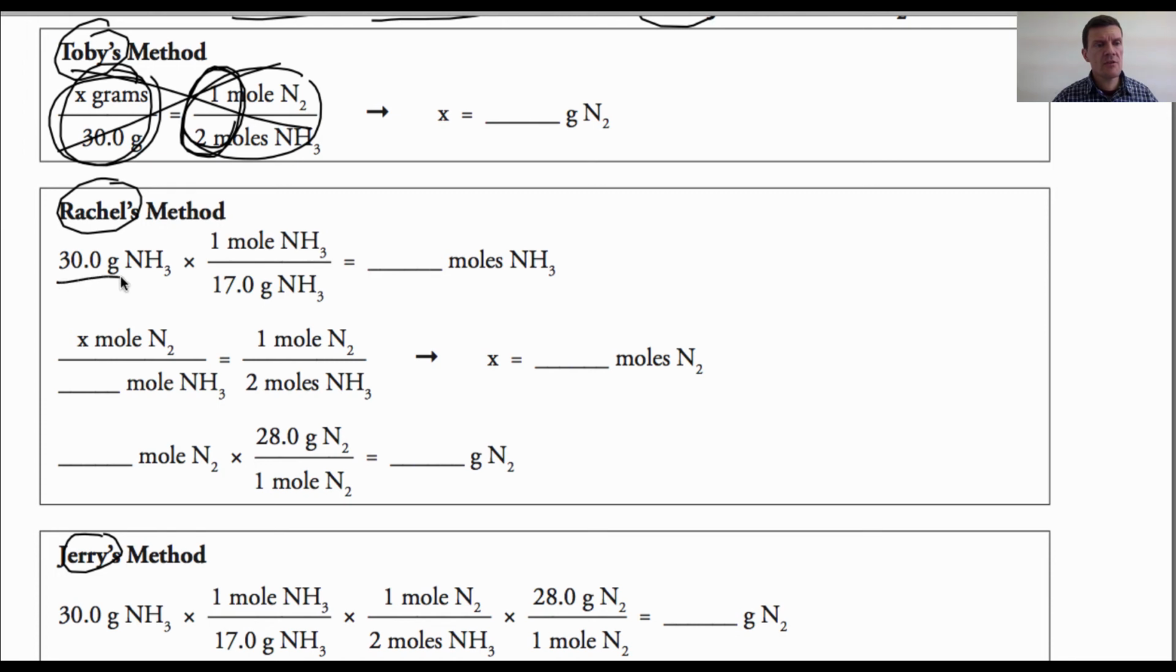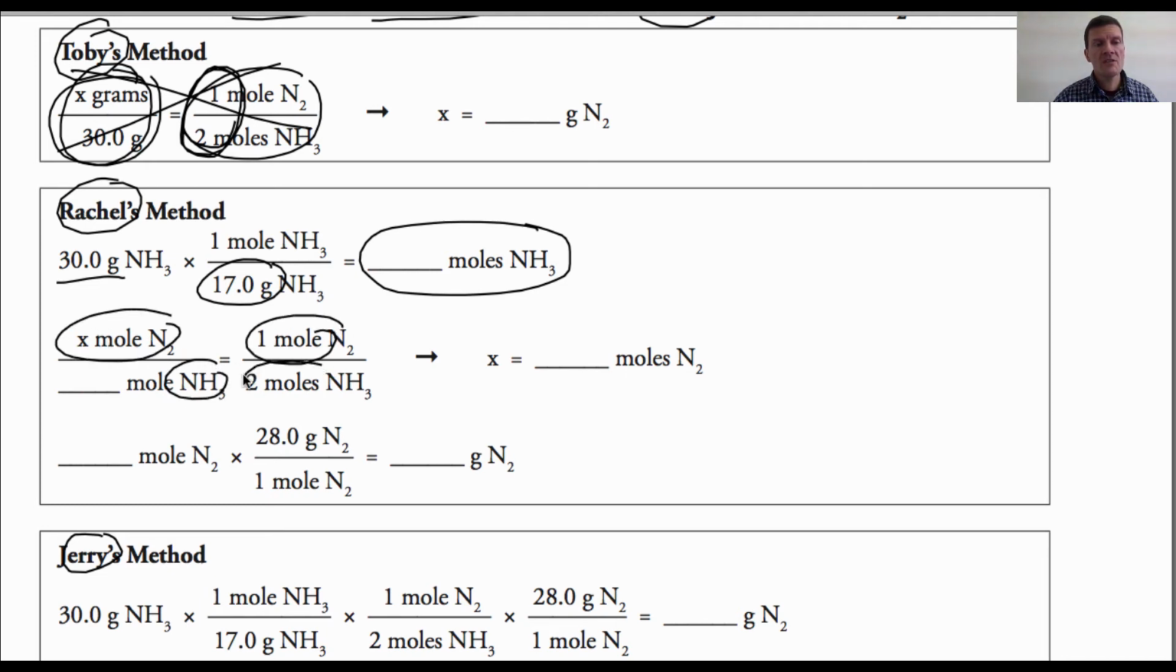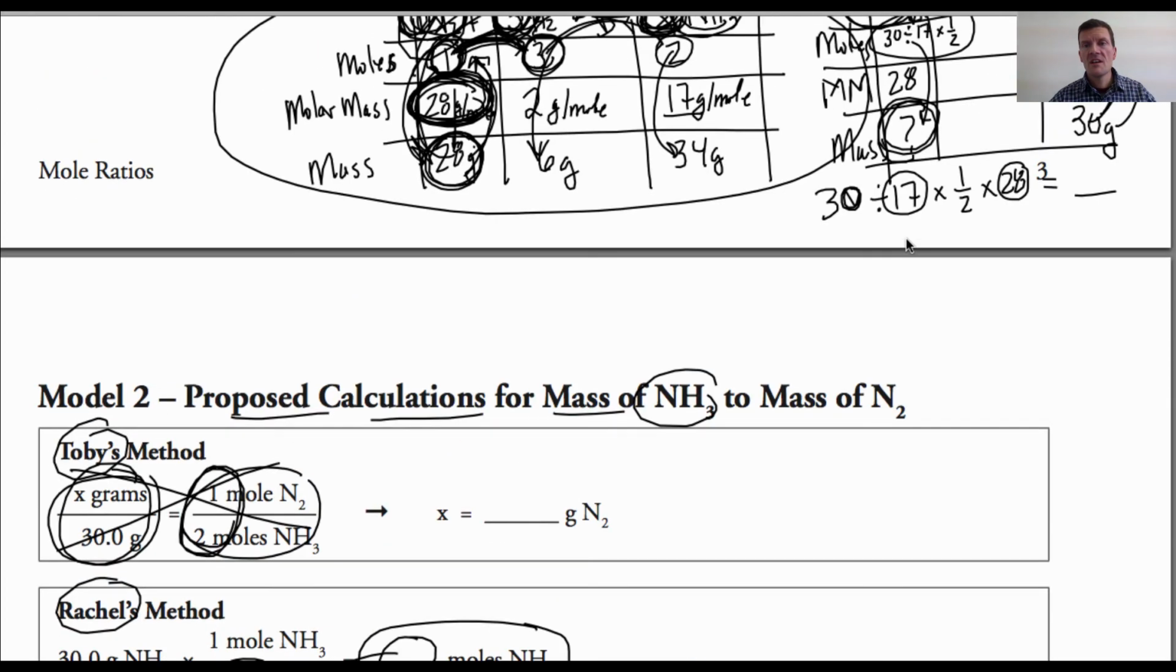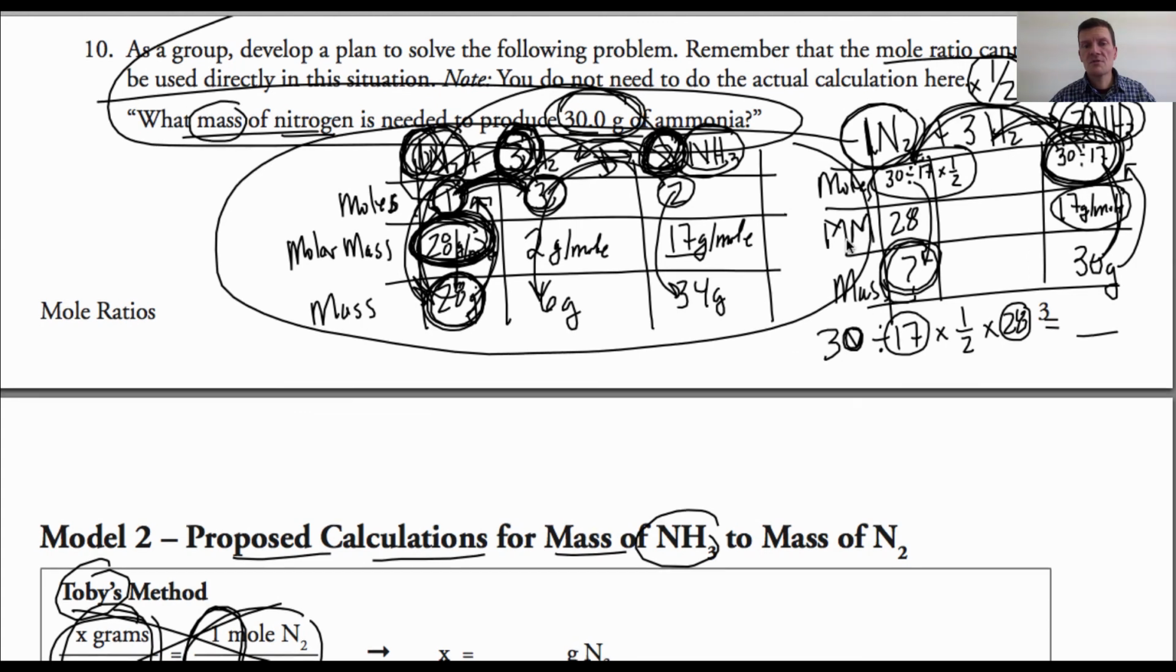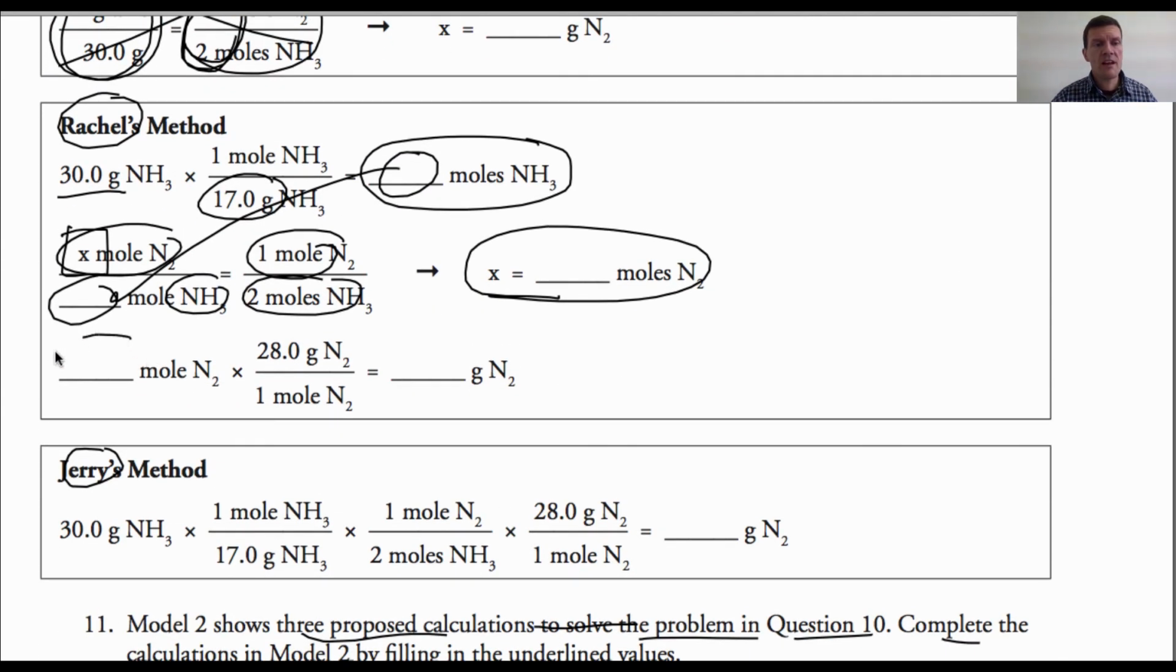Rachel took our 30 grams and she is going to divide by 17. Great, that gives her the moles of ammonia. Then she's using her mole ratio. She knows that nitrogen and ammonia react in a 1 to 2 ratio. She's setting up another proportion, which basically is what we did. She's going to take this mole of nitrogen right here, put that number in there and solve for X. That's going to give us moles of nitrogen, like when we went from third column to first column. Then she's taking the moles of nitrogen to find out how many grams that is. She's multiplying by the molar mass of nitrogen, and this is fantastic.